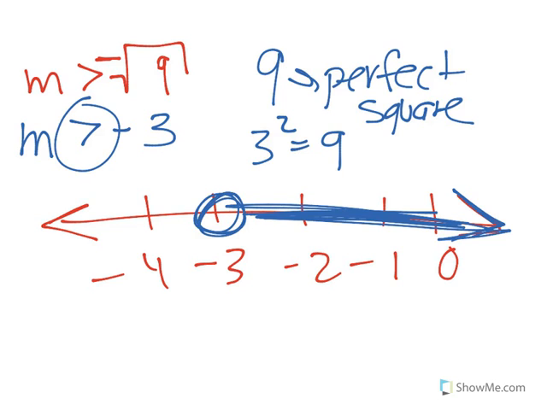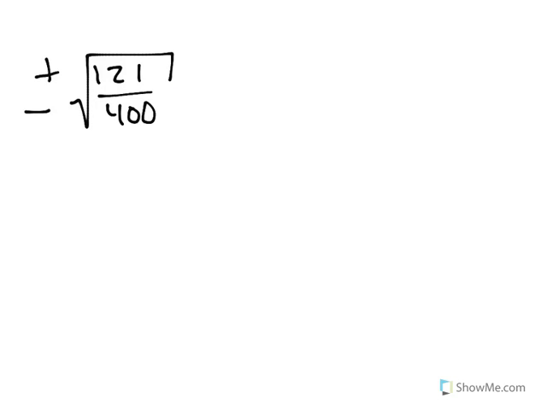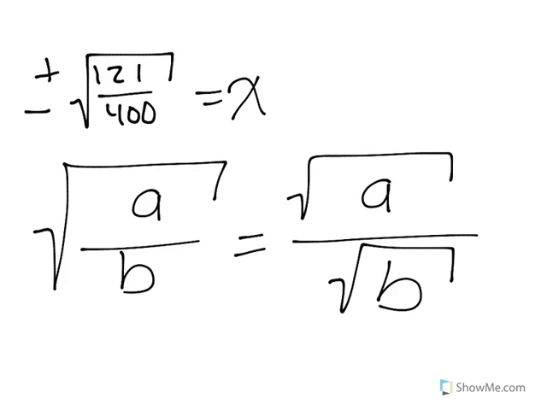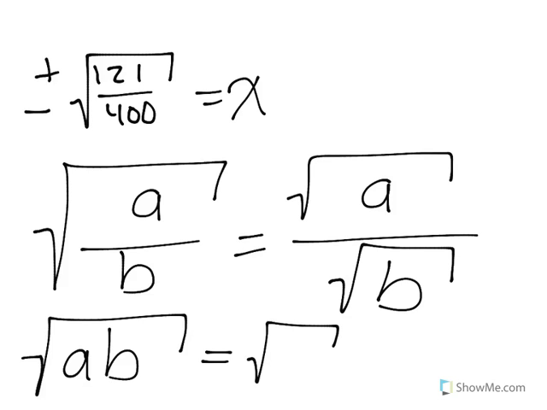Our next example is no longer about graphing. It's about finding the square root of numbers. And so let's see. We have, maybe this is equal to x, let's say. So we have x is equal to plus or minus the square root of 121 divided by the square root of 400. So something that you must know is that when you have the square root of a over b, this is equal to having the square root of a over the square root of b. Also, the square root of ab is equal to the square root of a times the square root of b.